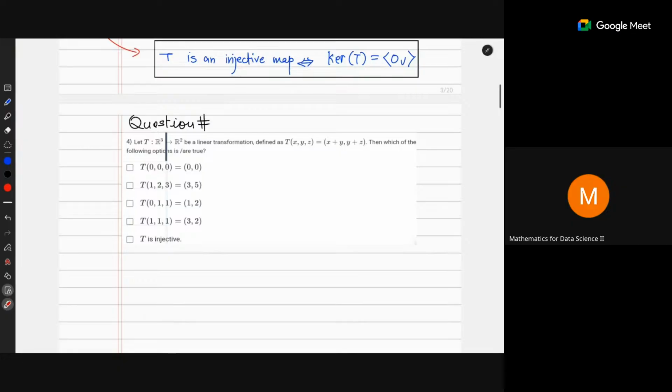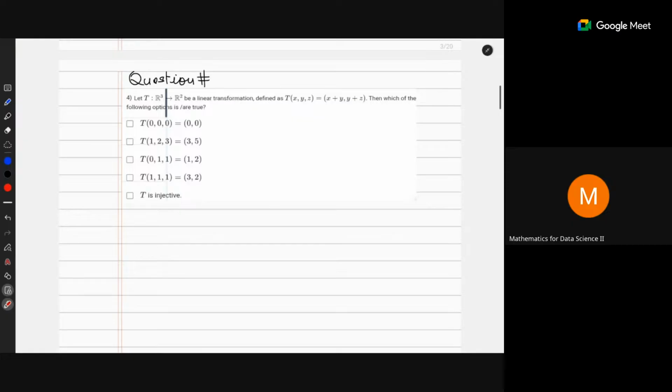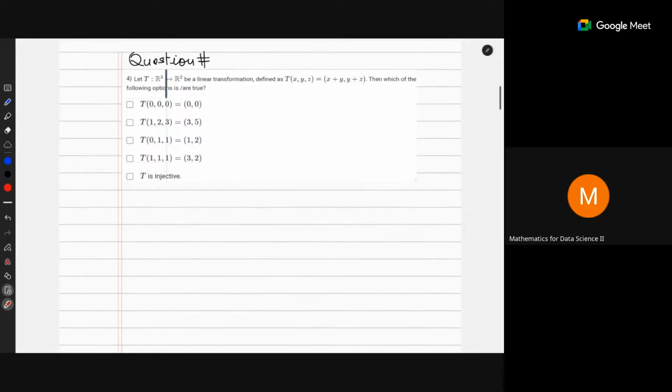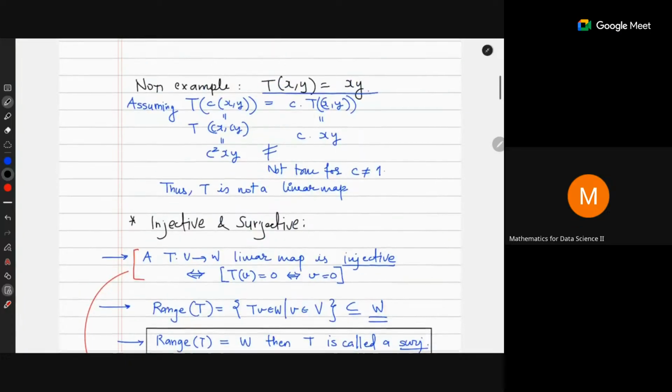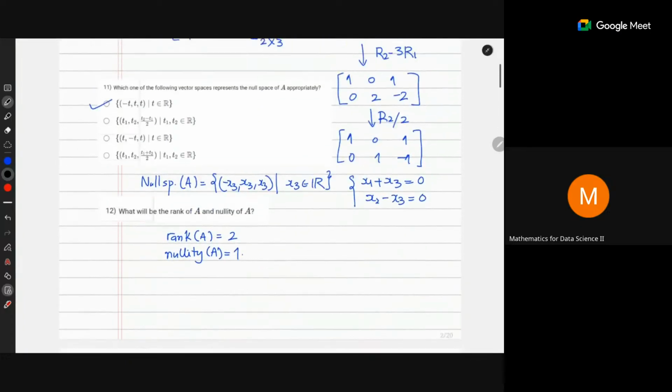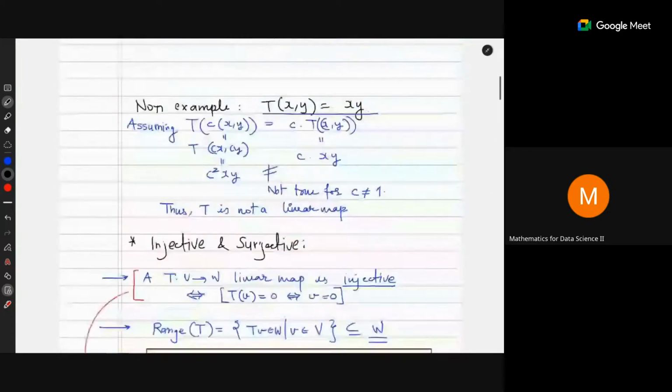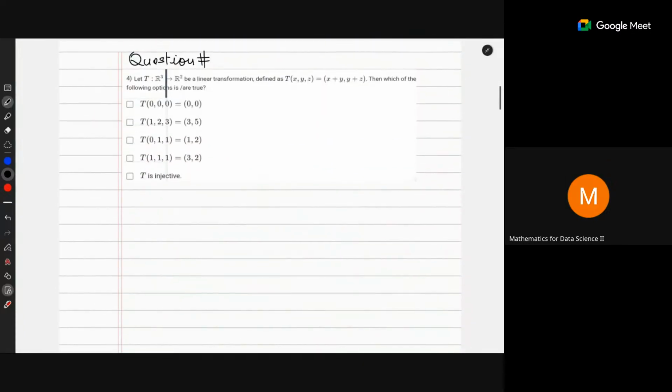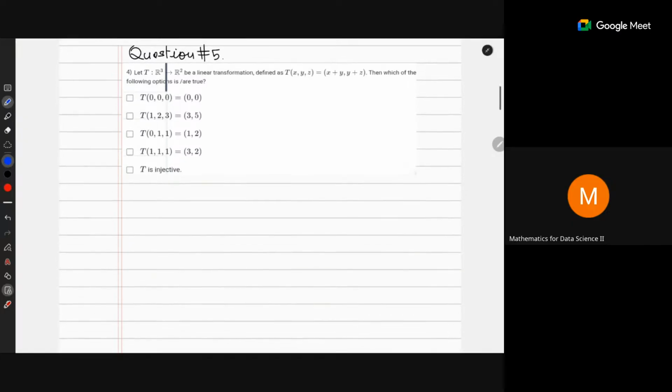Now let's do this question to make you more comfortable with the above statements. So this is question number 5. T is a linear transformation from R3 to R2, and T is defined by T(x, y, z) equal to (x plus y, y plus z). Now which of the following are true or false?